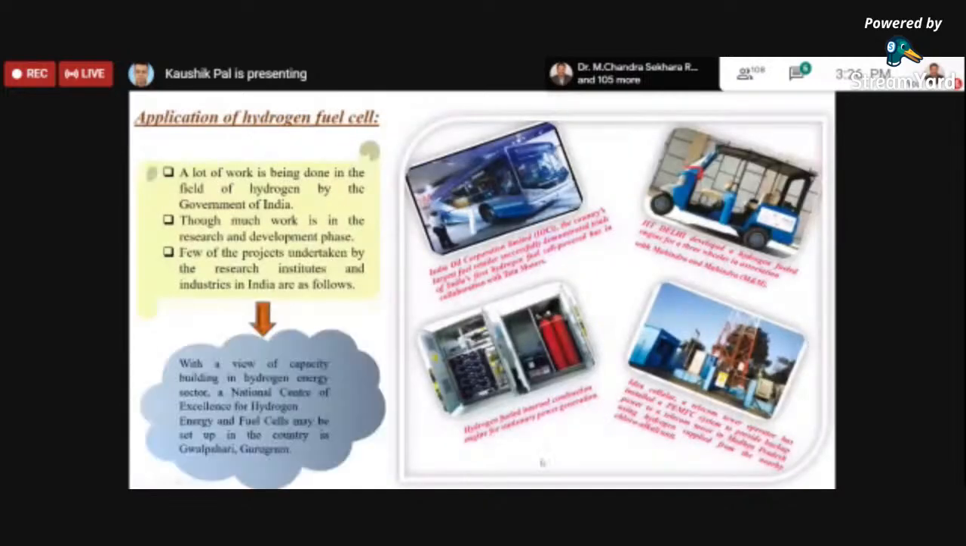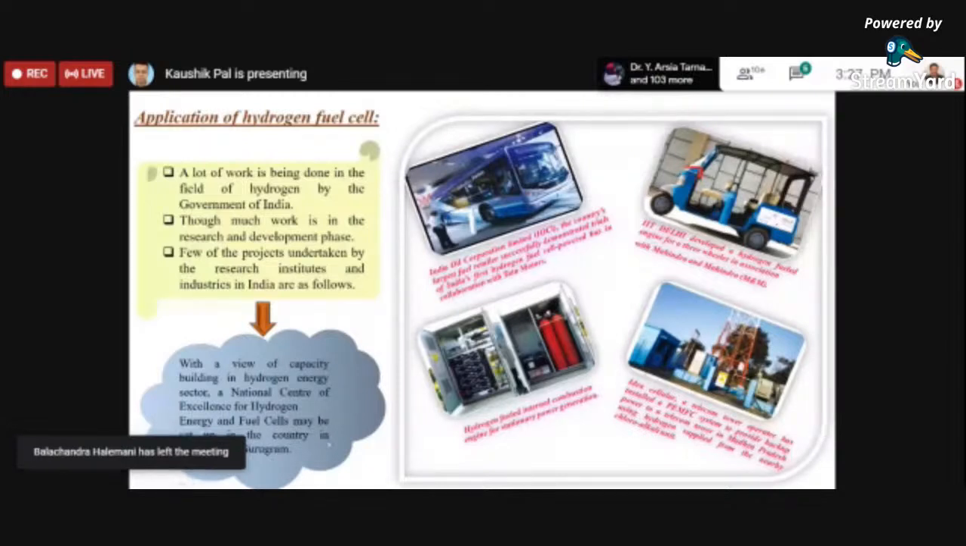Now, applications. A lot of work is being done in the field of hydrogen by the government of India. Though much work is in the research and development phase, a few of the projects undertaken by research institutes and industries in India are as follows. With a view to capacity building in the hydrogen energy sector, a national center of excellence for hydrogen energy and fuel cells may be set up in the country in Gurugram. So these are all examples.